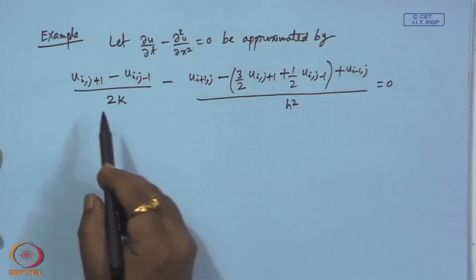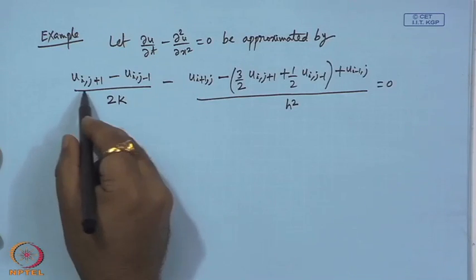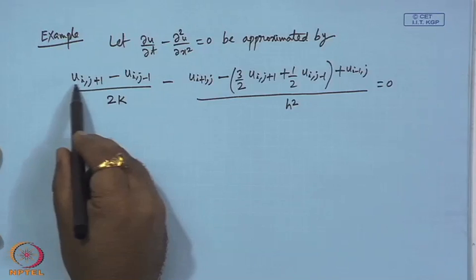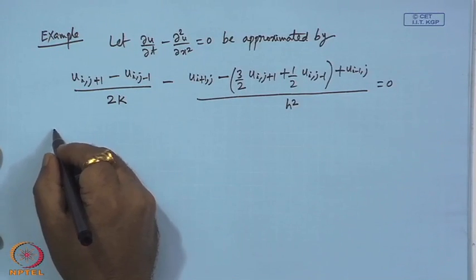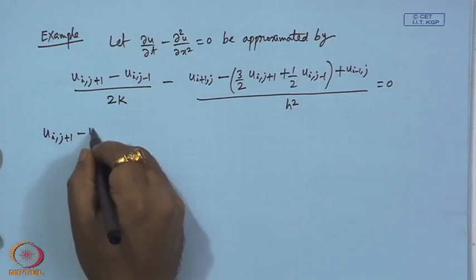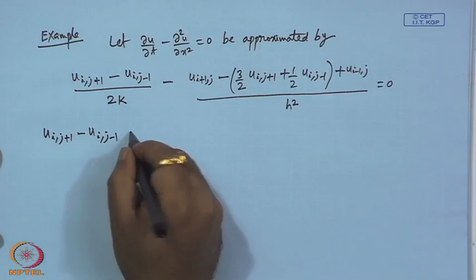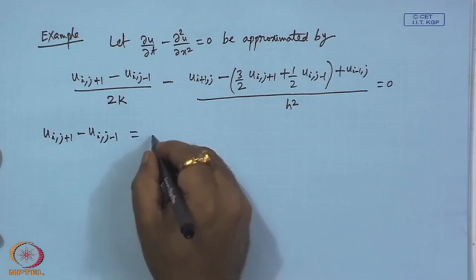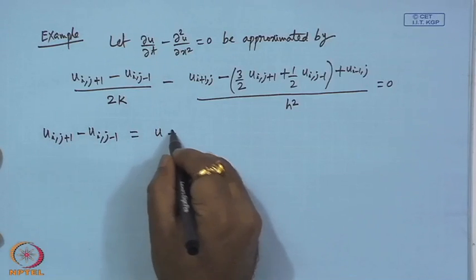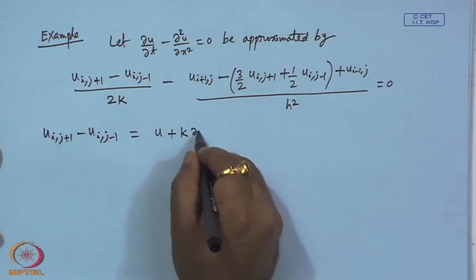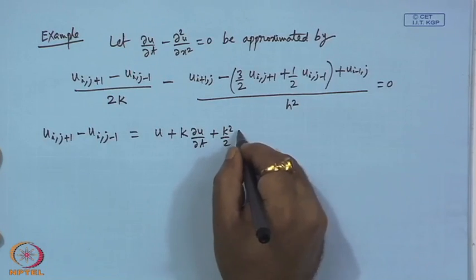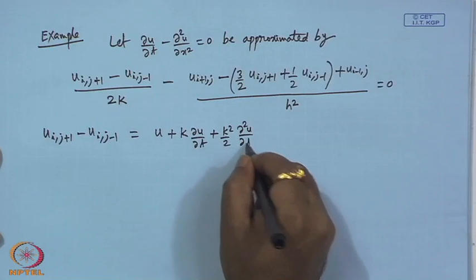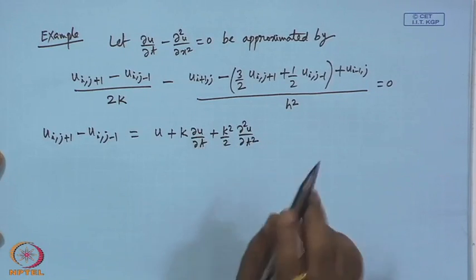Okay. So, let us consider term by term. So, this is one term and this one term and this is another term for me. Okay. So, u I j plus 1. So, this if you consider u plus k du dot t. So, I am dropping the evaluation at x I t j, okay, it is understood.